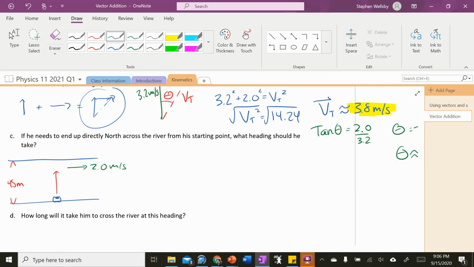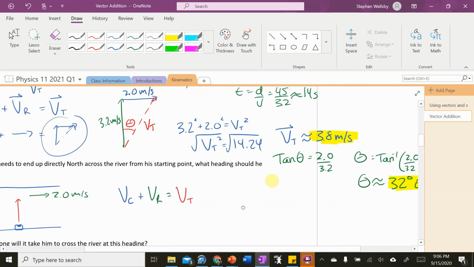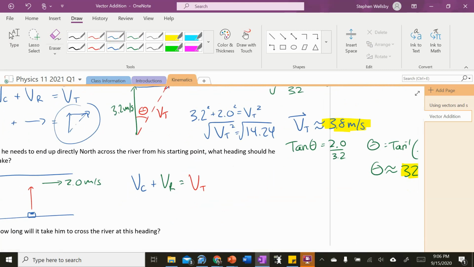If you want a little bit of a hint, you can pause the video after I say this. Think about this statement again, the same thing that we did before. In this case, we have the velocity of the canoe. We're going to add the velocity of the river, and this is going to give us our total velocity. We know what our river velocity is, and we know what our total velocity is. So what would I need to add? What direction would I need to draw the canoe velocity in order to end up going straight?